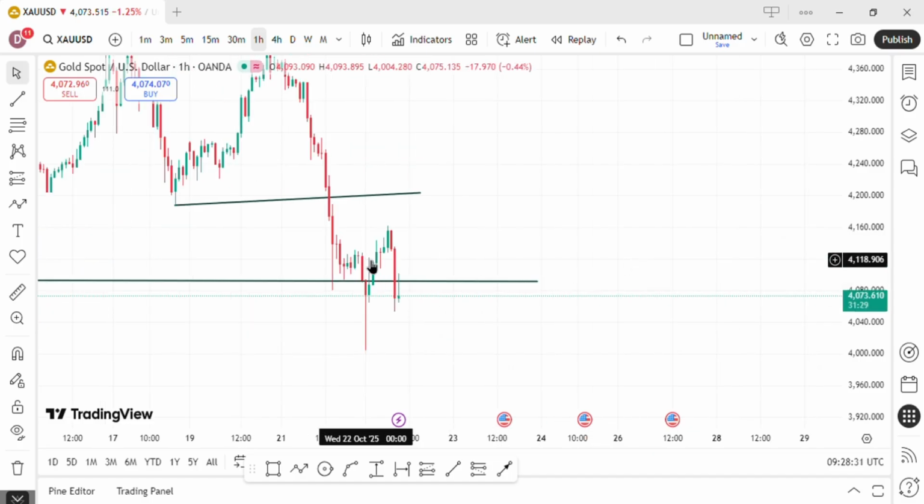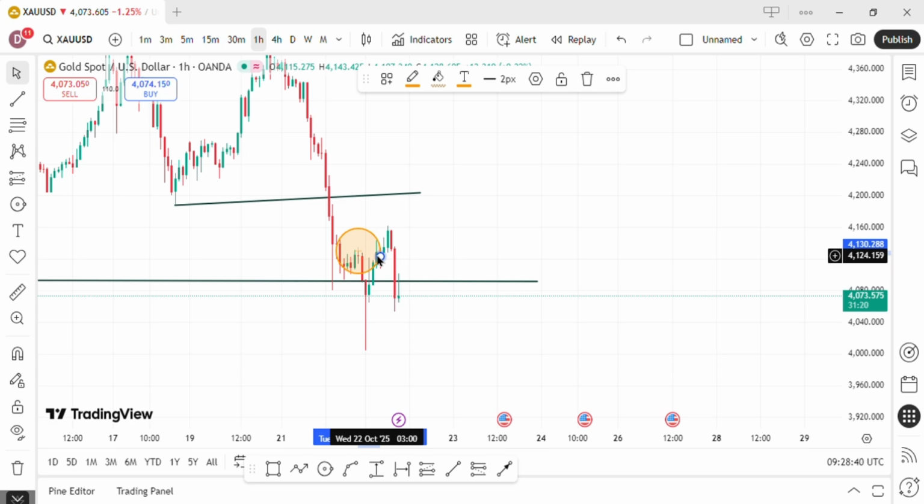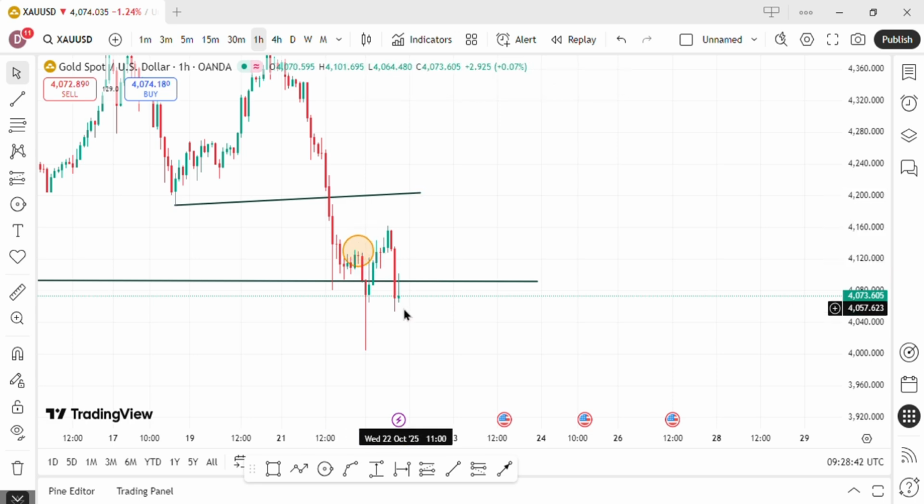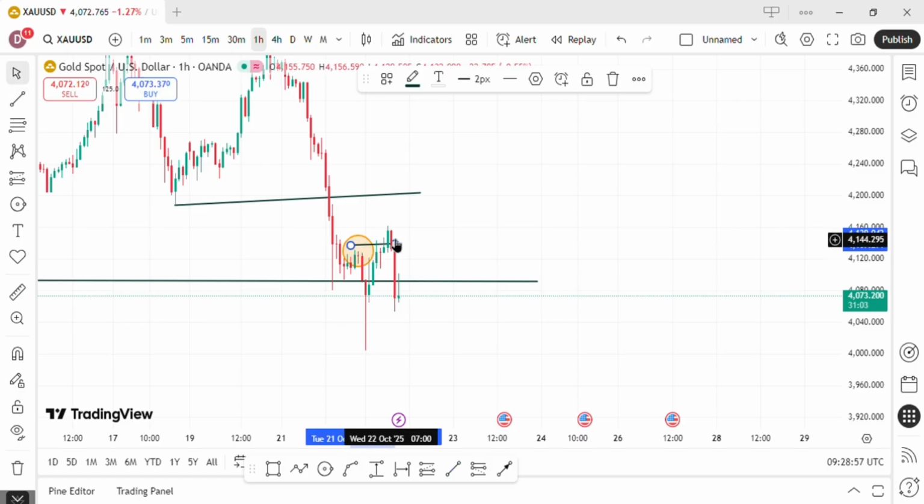You can see this zone, right? So it went and cleared this side like this, man. You understand? It went and cleared it to the outside and came back down again. So right now, my expectation on gold is I'm waiting for buys. You understand?